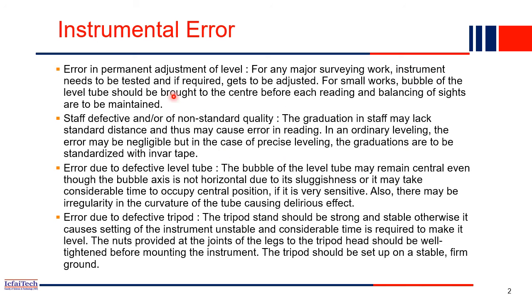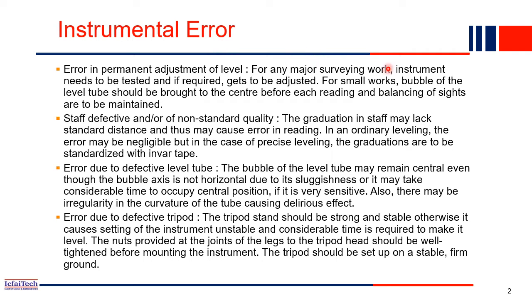So let's get started. The first error which will come into our reading is the instrumental error, which is very vital. First, the error in the permanent adjustment. We have seen in the earlier lectures in this unit that at the beginning itself we have to set up the instrument correctly. First we have to do the temporary settings, and then the permanent settings, in the dumpy level or auto level. If any error is made during this permanent adjustment, then this will add error into our calculations.